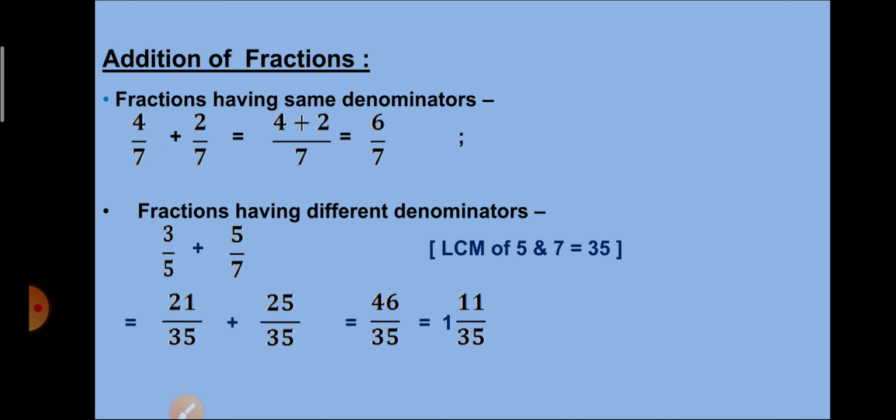If we have fractions with different denominators, then what will happen? Then we have to take the LCM of the denominators. The LCM of 5 and 7 is 35, and we make the fractions into like fractions. So 7 fives are 35, 21 upon 35 and 25 upon 35. As the denominators are the same, we add the numerators, and that is 46 upon 35, which is equal to 1 and 11 upon 35.